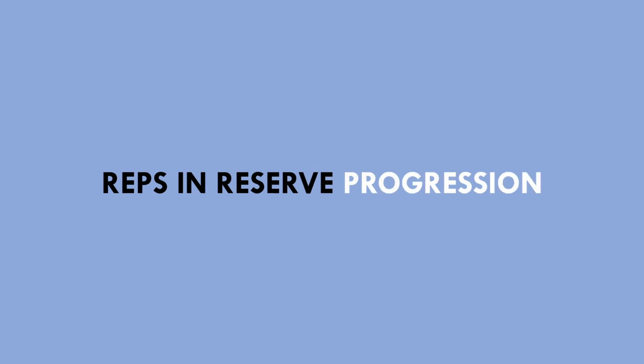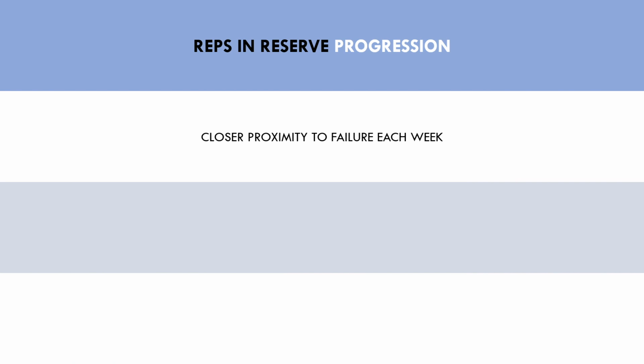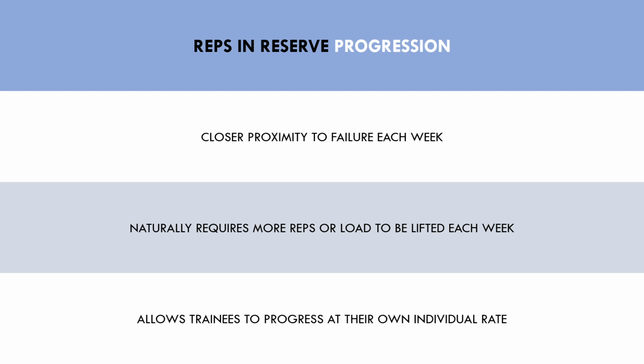This refers to increasing the proximity to failure each week until we reach almost 0 reps in reserve for each exercise by the end of the mesocycle. Then trainees can deload and repeat the same progression scheme. This will naturally require trainees to perform more reps or load each week, but this will allow such progression to be auto-regulated. Trainees can progress at their own individual rate based on how they respond to the training program.